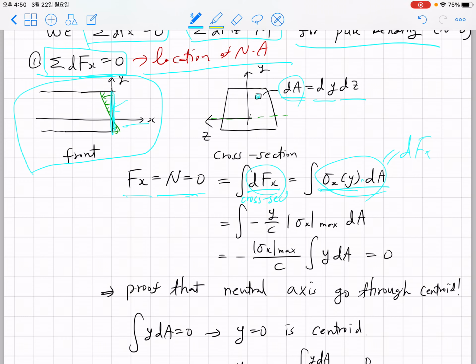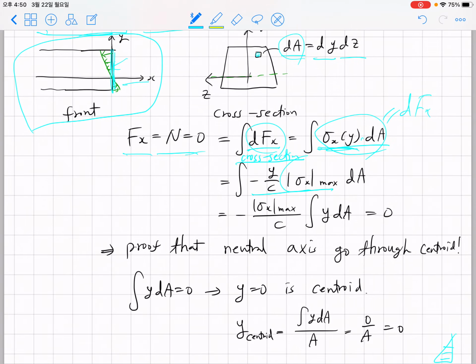Okay, so here I forgot to add this. This integral is over the entire cross section. So here what you can see is after plugging in the expression for sigma x. Yeah, this is the expression. Now, this is constant and this is constant. You take these outside of the integral, and you have the integral of y dA, and it must be 0. And because these are non-zero constants, this equation implies the integral of y dA equals 0. Okay, then what does it mean? This is the proof that the neutral axis goes through the centroid.